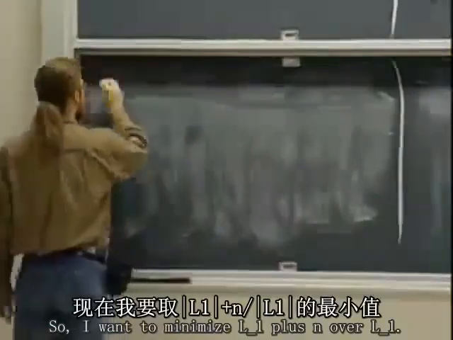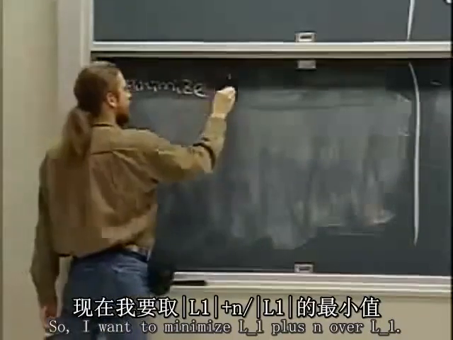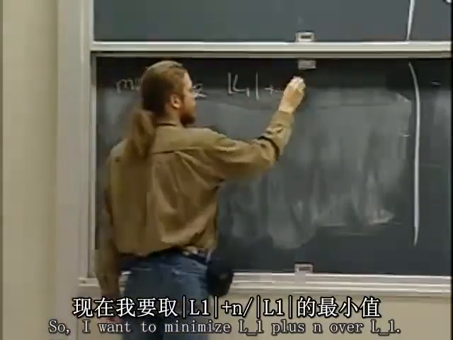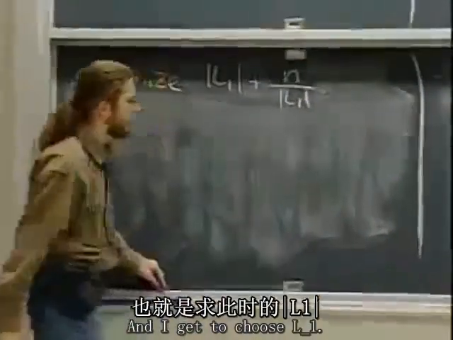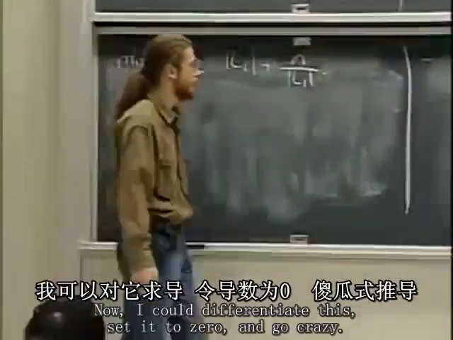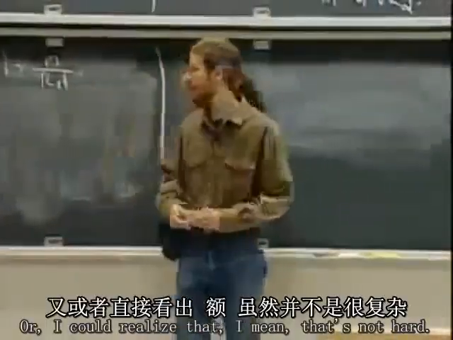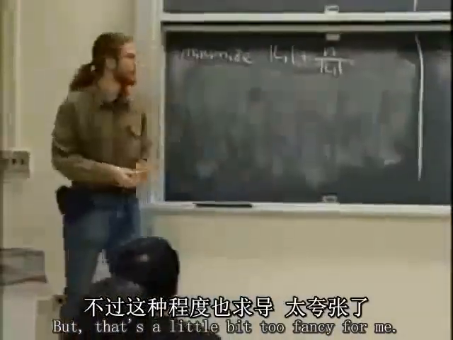So I want to minimize L1 plus n over L1. And I get to choose L1. Now I could differentiate this, set it to 0, and go crazy. Or I could realize that that's not hard, but that's a little bit too fancy for me.